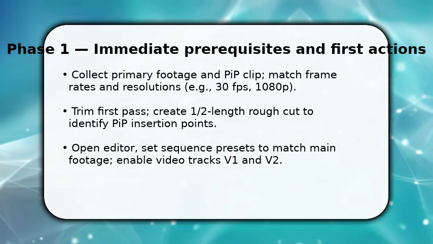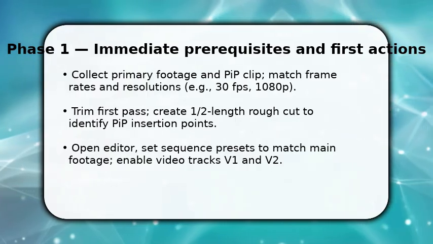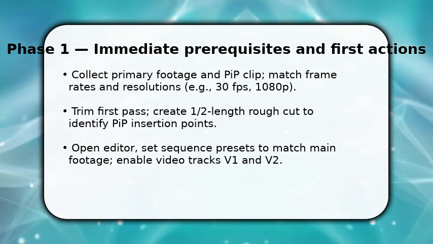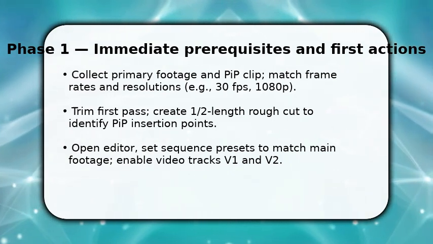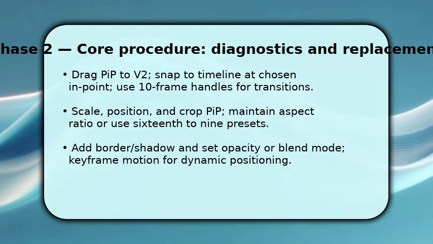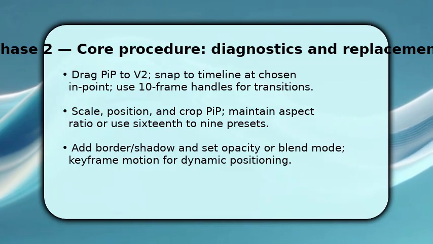Make sure to enable two video tracks, V1 for the main layer and V2 for the PiP layer, so you can work non-destructively. You drag the PiP clip onto V2 and snap it to the timeline at your chosen endpoint, leaving a small 10-frame handle for smooth transitions.